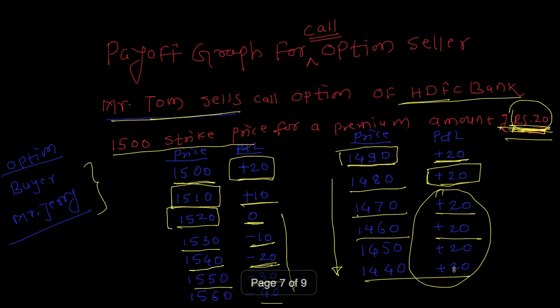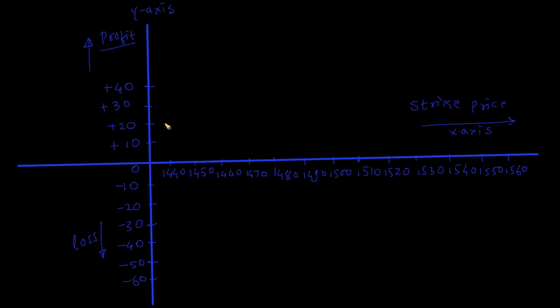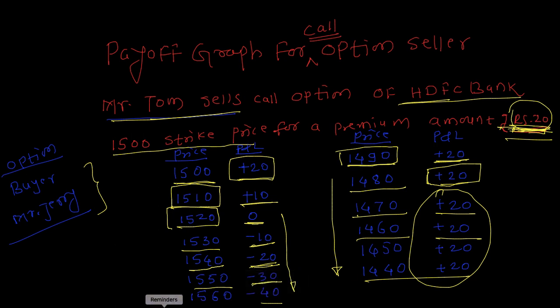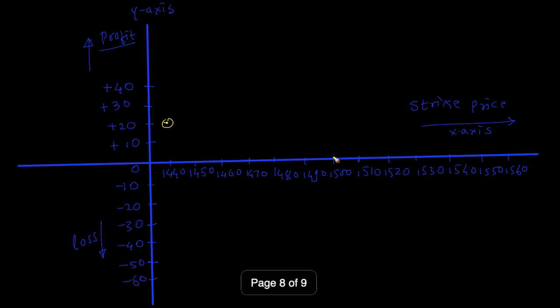At 1440, my profit, Tom's profit, is 20. At 1450, the profit is 20. That means till 1490, the profit is 20. In fact, till 1500, that means till this point, the profit is 20. Here also the profit will be 20, 20, 20. Till 1500, I'll get these points.